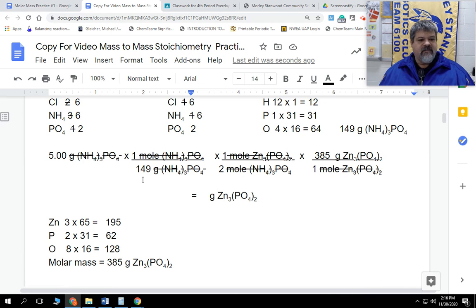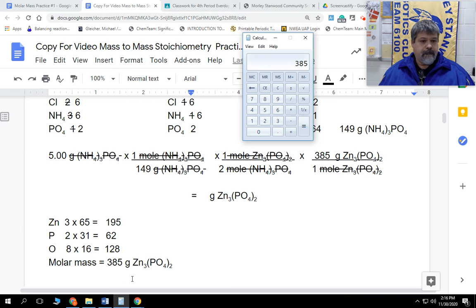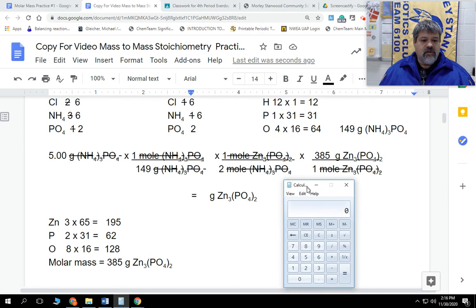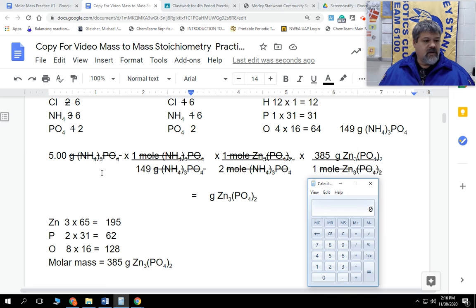So I'm going to do my math. Again, we multiply the top, divide by the bottom, but we don't have to do anything with ones. So let's pull up our calculator. We're going to take 5, because that's our initial number. We're going to divide by 149, then divide by 2, right? That's on the bottom. Then we're going to multiply by 385. Hit equals, and that's 6.459.